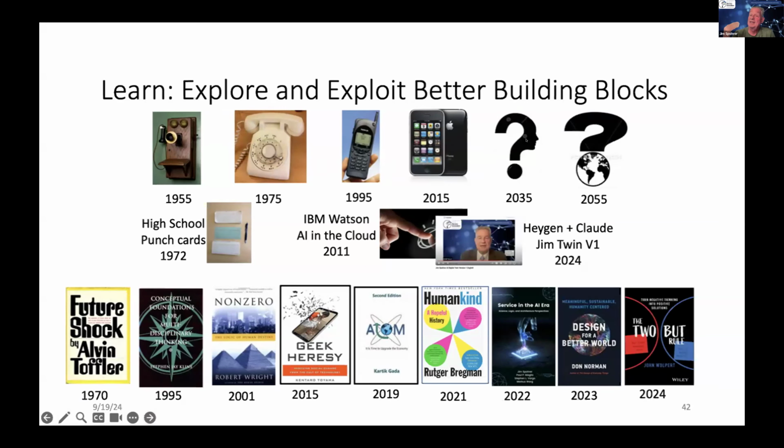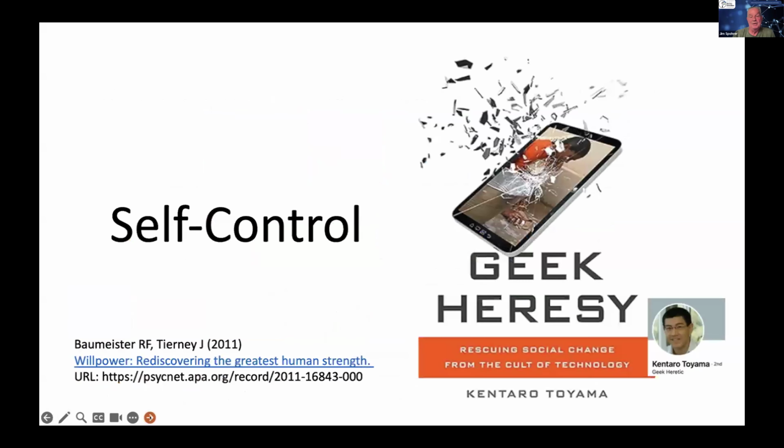What will I have if I'm lucky enough to get to my 80s in 2035? And if I'm super lucky, make it to 100, what will I have by 2055? Those are the kinds of things I'll just leave you with as I end my talk.